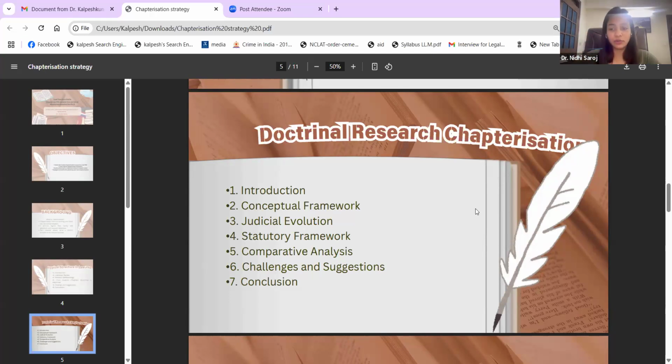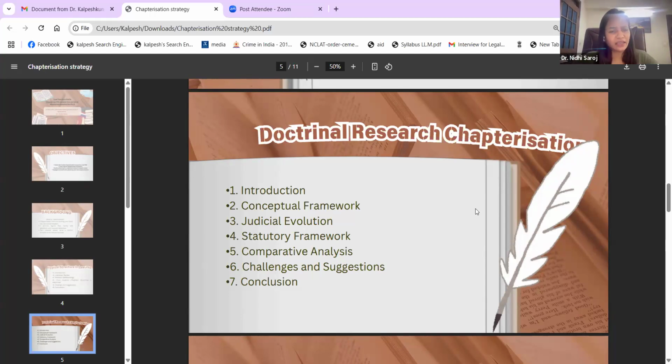In the second chapter, you have to talk about the conceptual framework, where you will be talking about the topic. Then judicial evolution, you have to talk about the judicial trend from where it started. I have some examples in the upcoming slides, where we will see how it started from a particular judgment and what the current status is. Then statutory framework, whereby you will have to talk about the statutes and how the statutes have evolved over time.